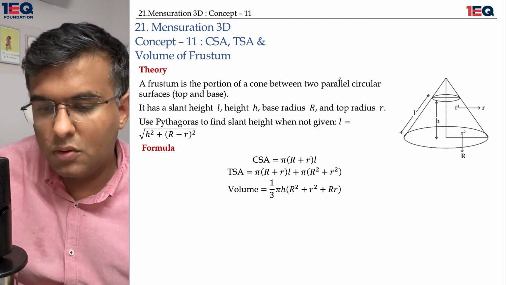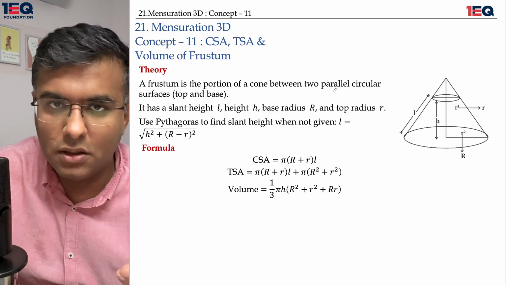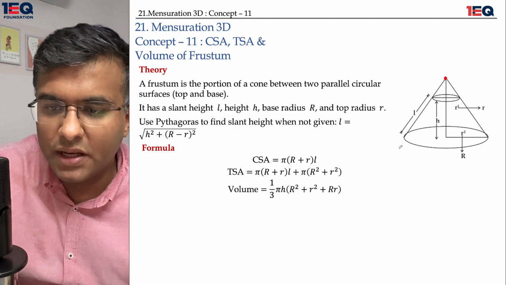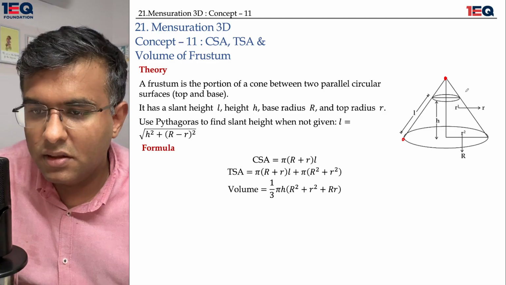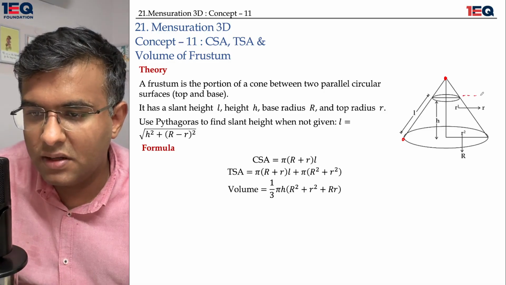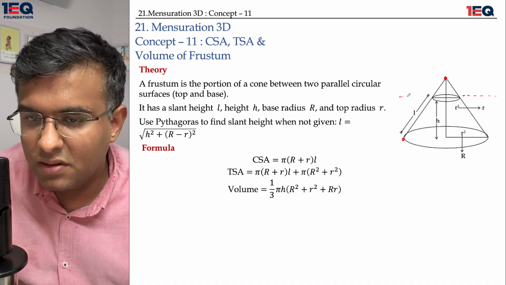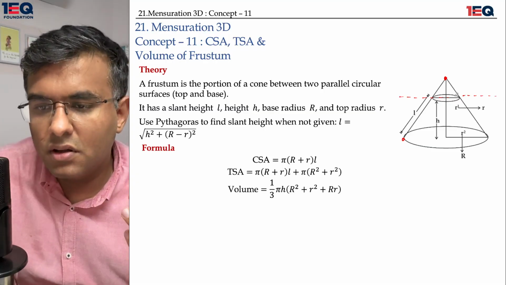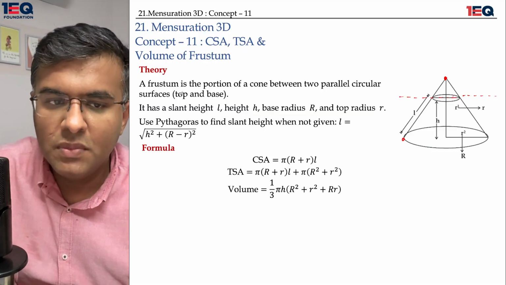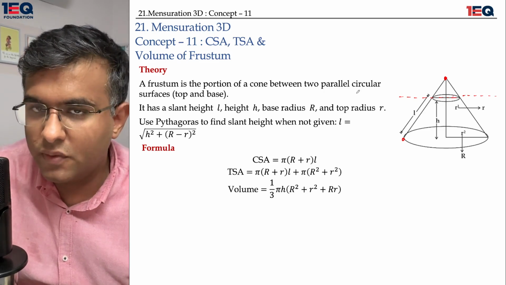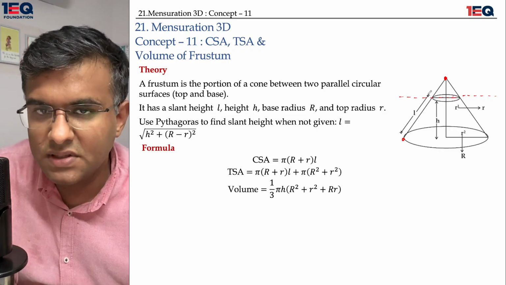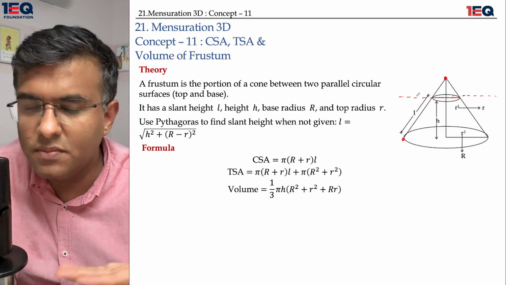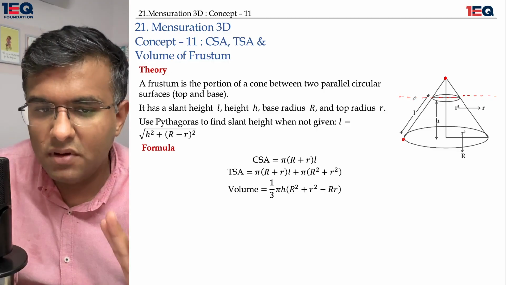So now if we cut off the top head of the conical hat or the conical birthday cap that we were wearing, and this is where the cut has been placed, then we would get a figure that is called a frustum. A frustum is basically a portion of the cone between two parallel circular surfaces, one being the new top surface and one being the old bottom surface. So I have a top base and I have a bottom base.